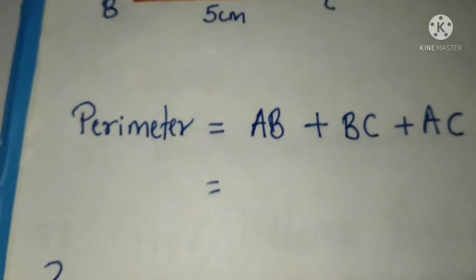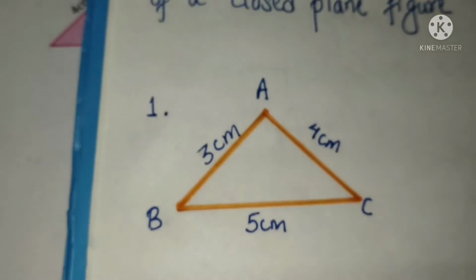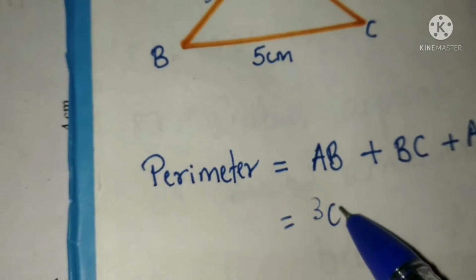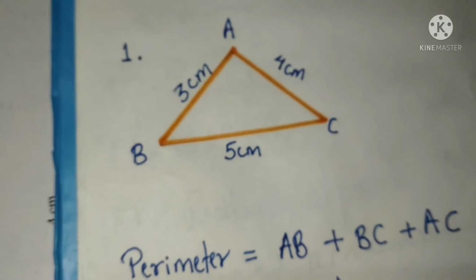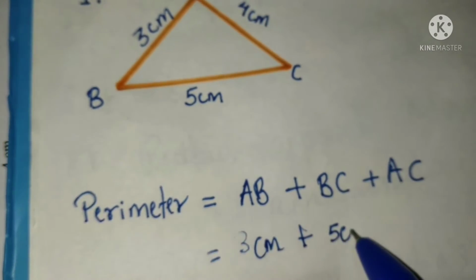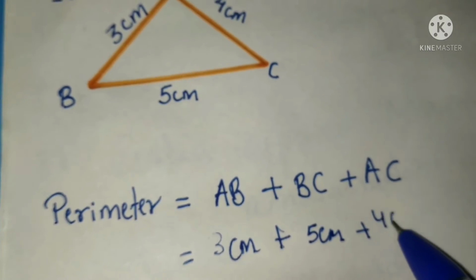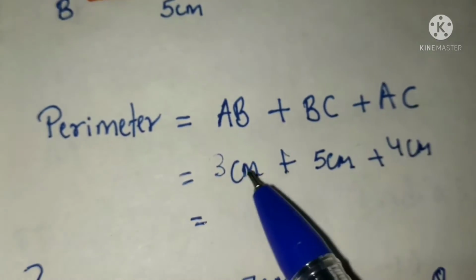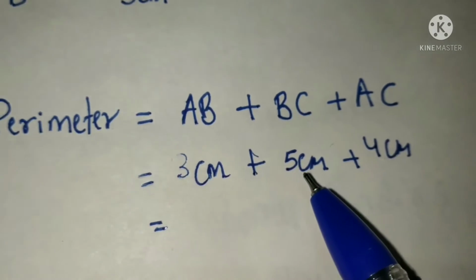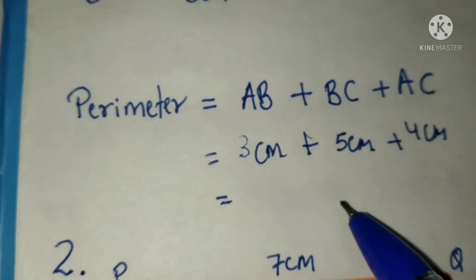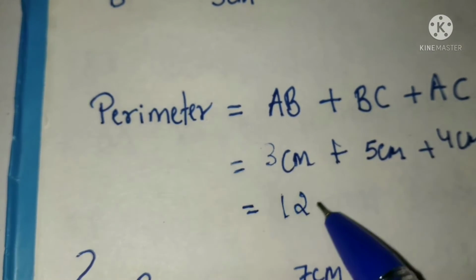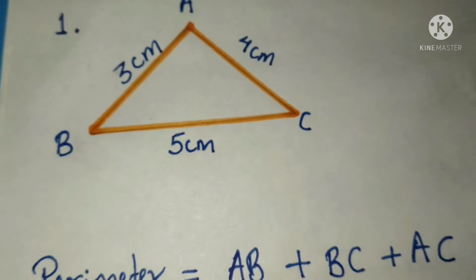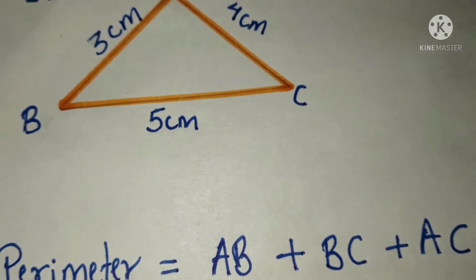Alright, so AB is 3 cm. So I'm going to write here AB as 3 cm plus BC is 5 cm and AC is 4 cm. Now we need to add these three lengths. So 3 plus 5 is 8 and 8 plus 4 is 12. So the perimeter of this triangle is 12 cm. This is how we find the perimeter of a triangle.